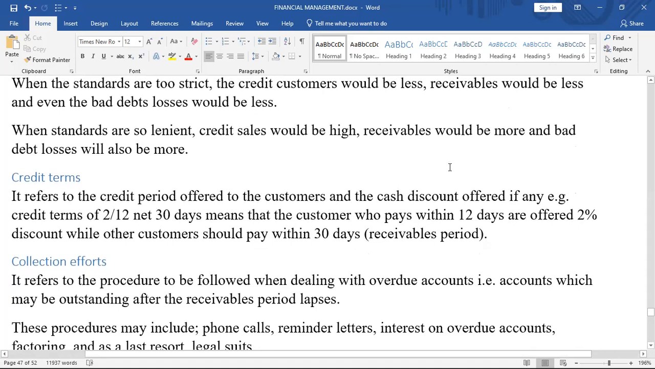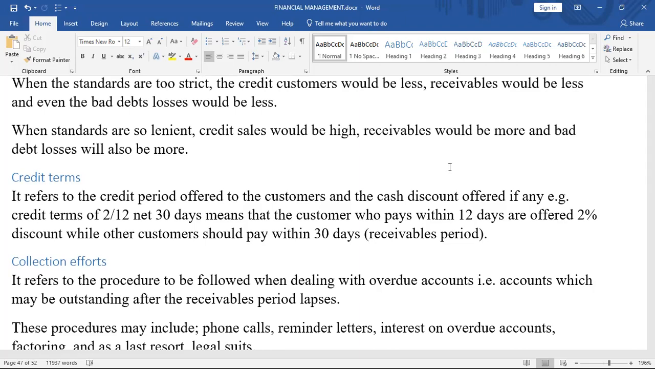Let us look, what is a credit term? It refers to the credit period offered to the customers and the cash discount offered, if any. For example, the credit terms of 2/12 net of 30 days means that the customer who pays within 12 days is offered a 2% discount, while other customers should pay within 30 days, right? So you see that there are terms which the organization tries to put in place, and these are the credit terms which are agreeable by our clients.